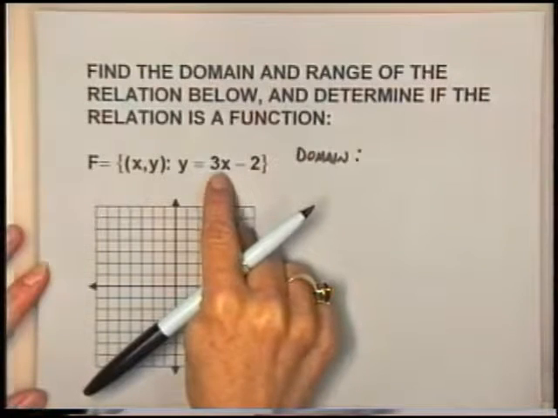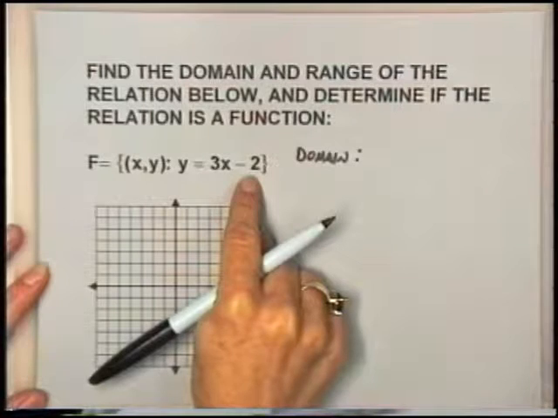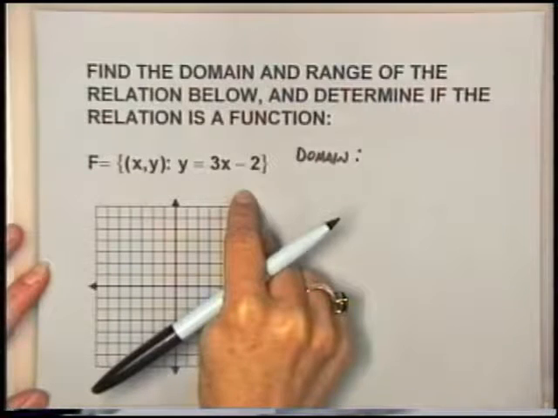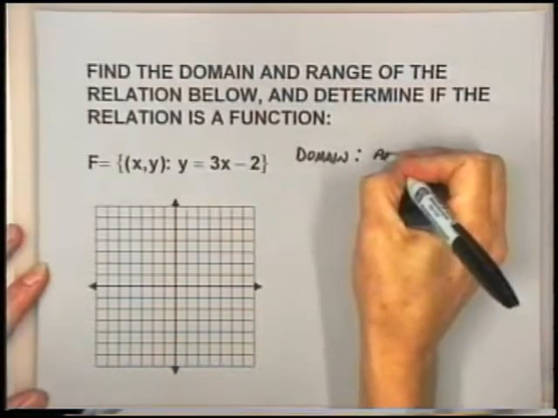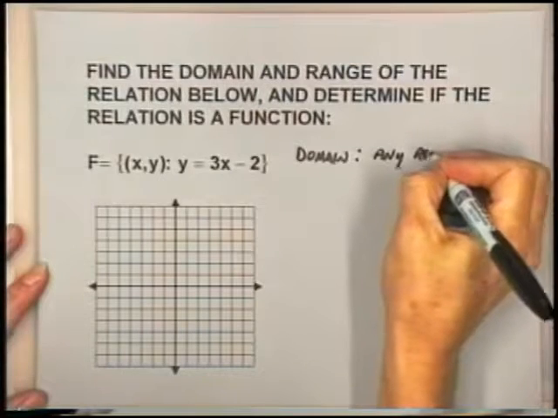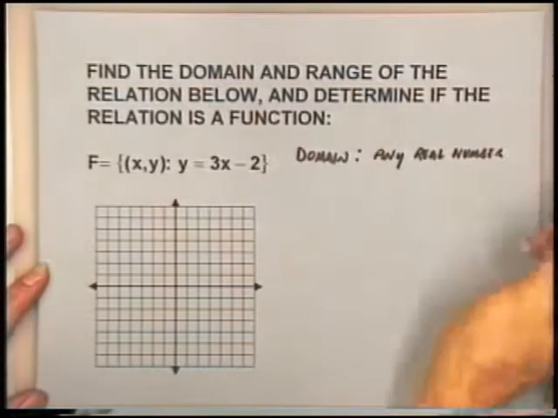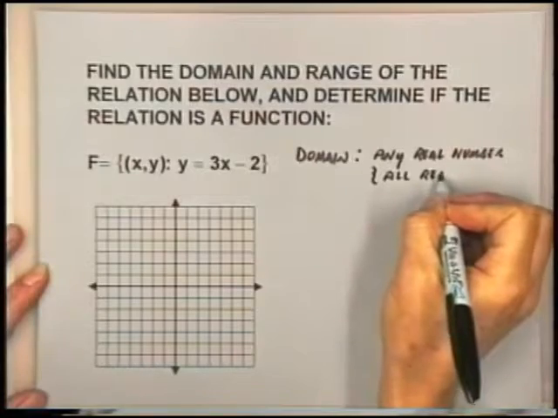Well, I see that I could certainly choose any kind of positive or negative number for x and be able to do this arithmetic. I could choose fractions. I could choose decimals. I could even choose things like the square root of 2 and be able to do this arithmetic. So it appears from this equation that my domain consists of any real number. And sometimes we will say it like that. My domain is any real number. And we may just write that out. Or you could say the set of all real numbers.